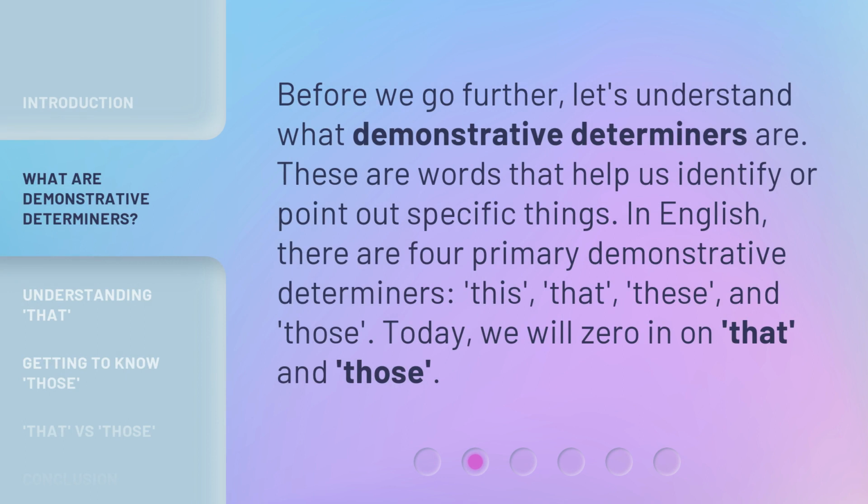Before we go further, let's understand what demonstrative determiners are. These are words that help us identify or point out specific things. In English, there are four primary demonstrative determiners: this, that, these, and those. Today, we will zero in on that and those.